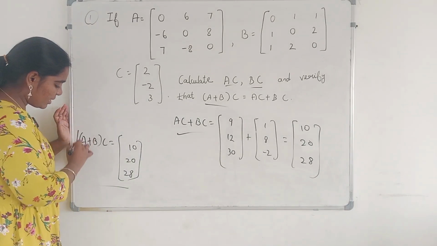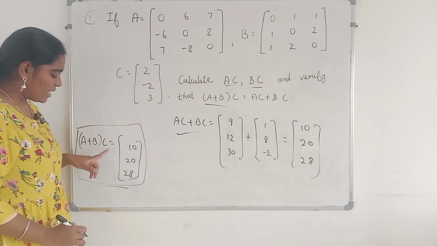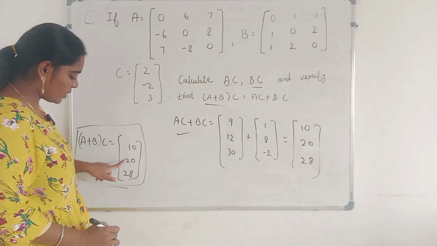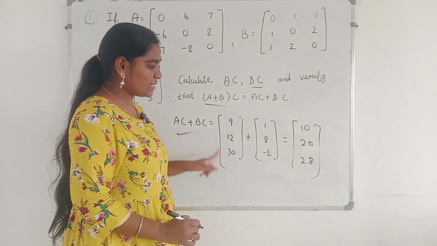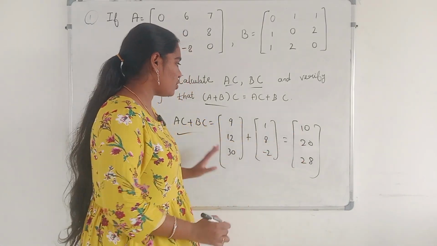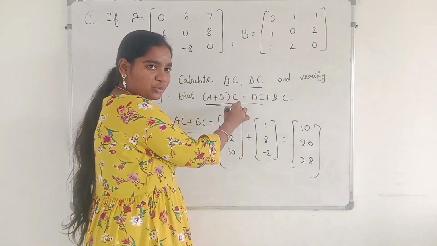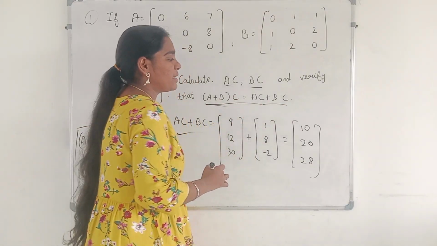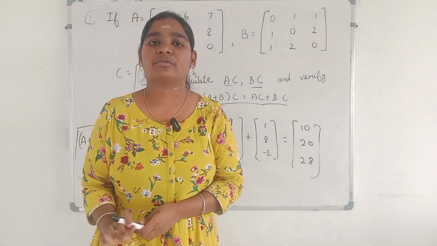This is your (A plus B) into C. (A plus B) into C is 10, 20, 28. AC plus BC is 10, 20, 28. So, here (A plus B) into C equal to AC plus BC. Hence the proof.